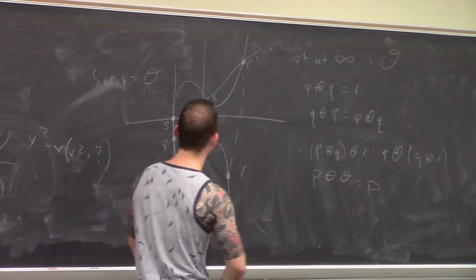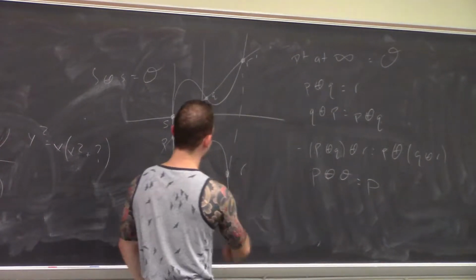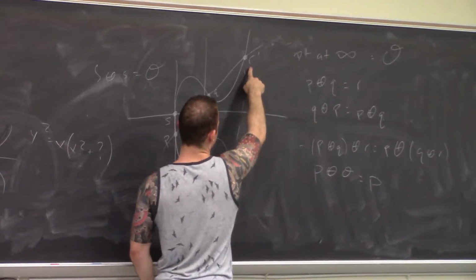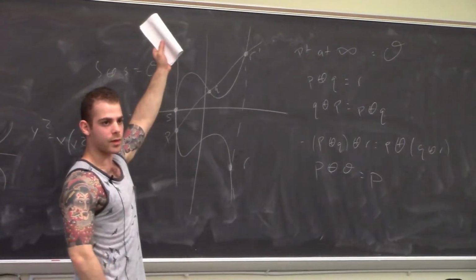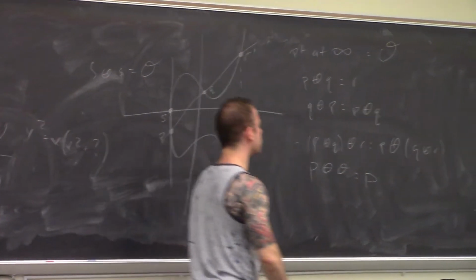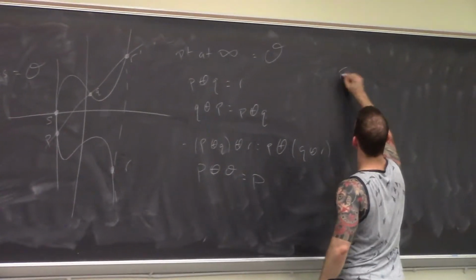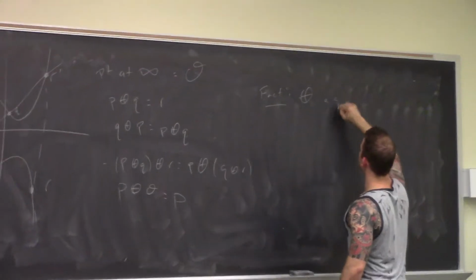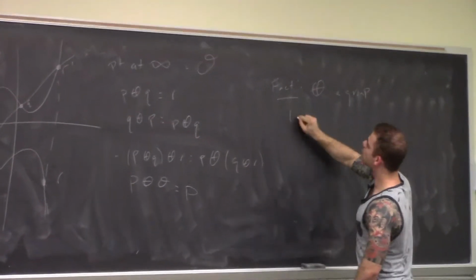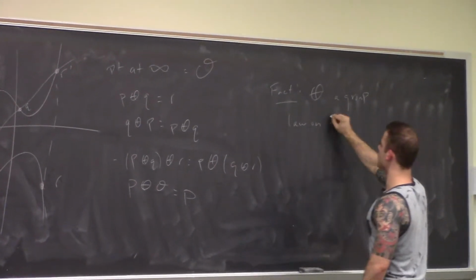So the inverse is pretty simple. If you just take R and then you take its reflection, you can see when I draw the line through them, I'm again just going to get the identity all the way up here. And so, big fact, this is a group law on the elliptic curve.